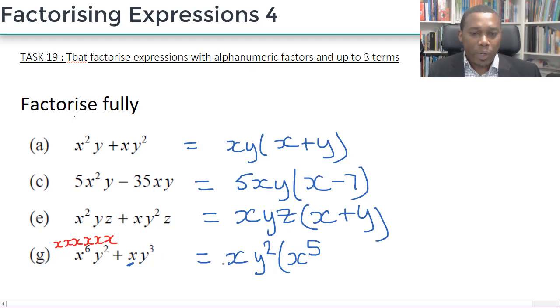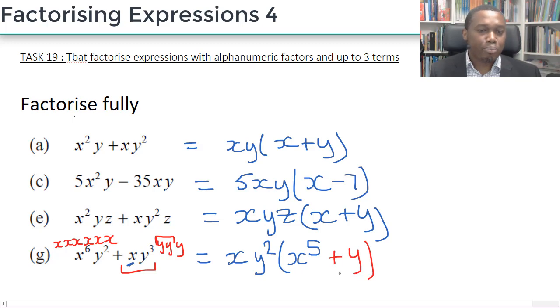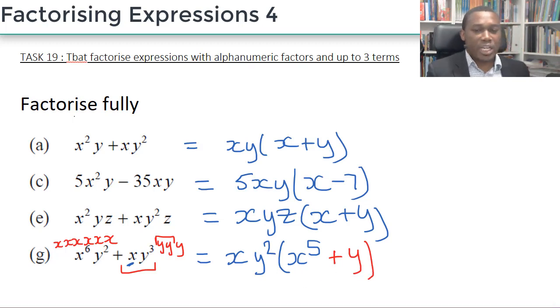And then finally, we have x for the second term. I'm looking at that second term. I have x. I have y squared, but I need y. That's the y squared there. We need another y. So plus y is what goes on inside the bracket, and that is your answer for G. xy squared and x to the power 5 plus y in brackets. And that is factorizing all the way up to when we have some interesting powers.